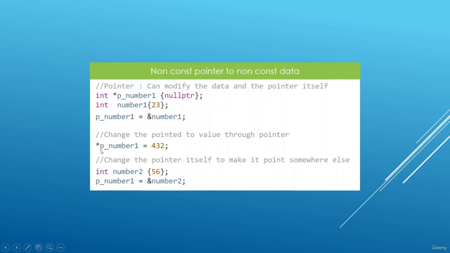So if we dereference p number 1 and assign a value to that, the value is going to be stored inside. This is going to pass through the compiler. This is legal C++ code. But you can also make the pointer point somewhere else. For example, if we set up another variable called number 2, we can take the address of number 2 and assign that to p number 1, and this is going to effectively make p number 1 point to another location. And we can do that because this is not a const pointer.